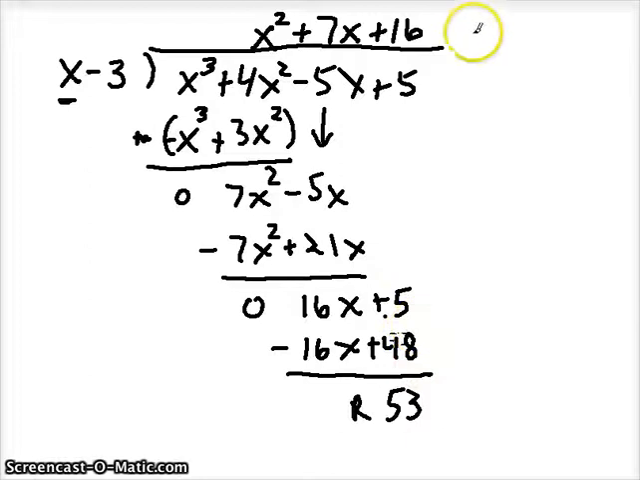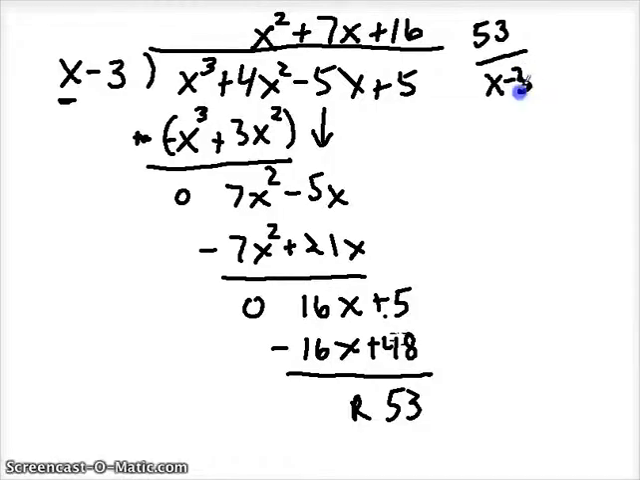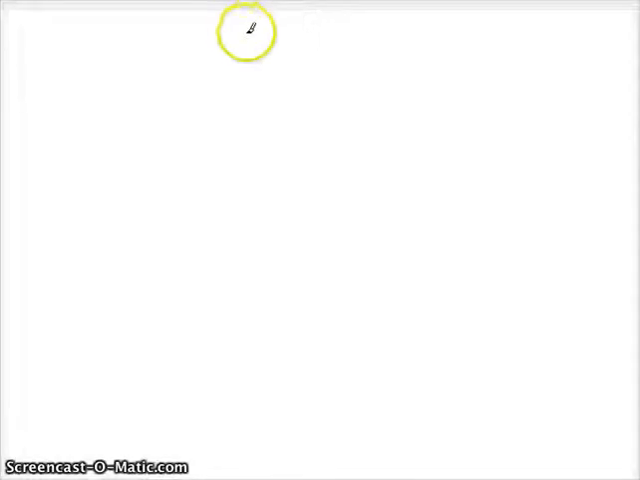And if you haven't already seen it, sometimes you'll see remainders written as quotients. So 53 divided by x minus 3 would be what's left over. So there would be our final answer. And it's kind of complicated and difficult to get through. I'm going to show you synthetic division, which will make this whole process hopefully a lot easier. So we'll do the same problem here, just using synthetic division instead.